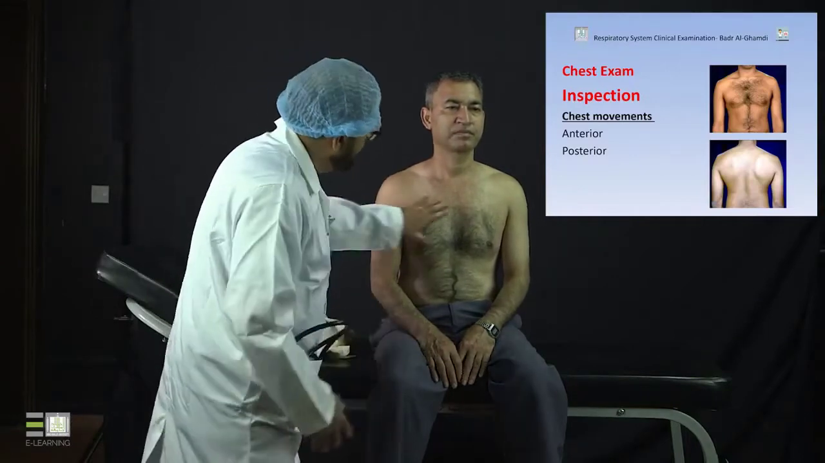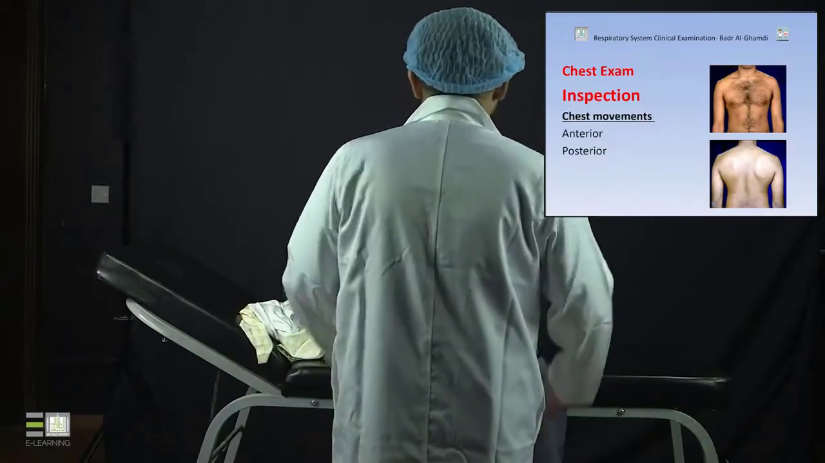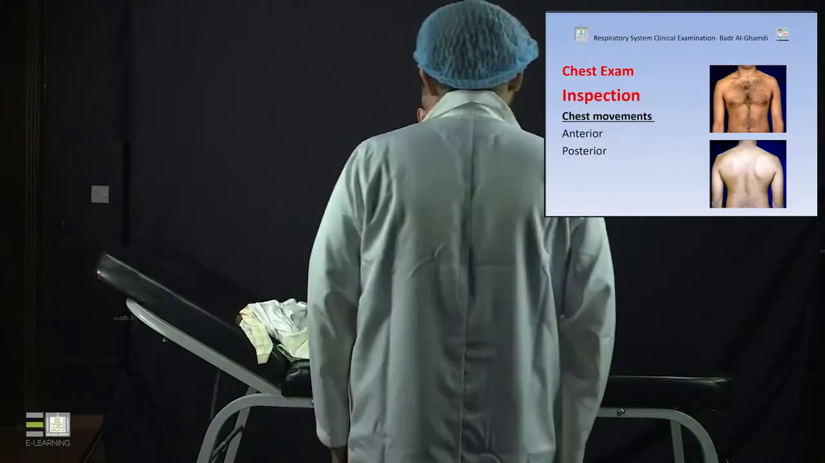So you do the same thing for chest movement from the front. You come to the front and you ask the patient to take deep breath in and out.